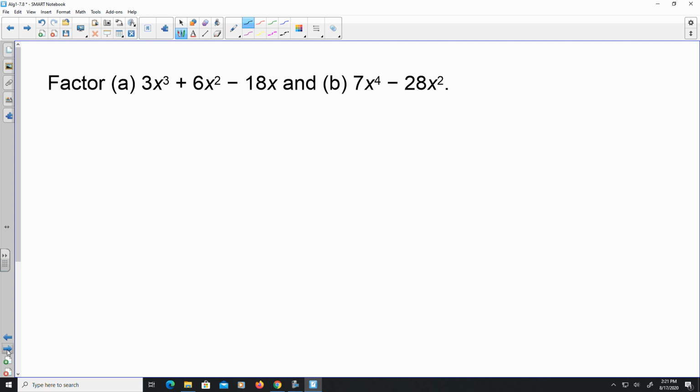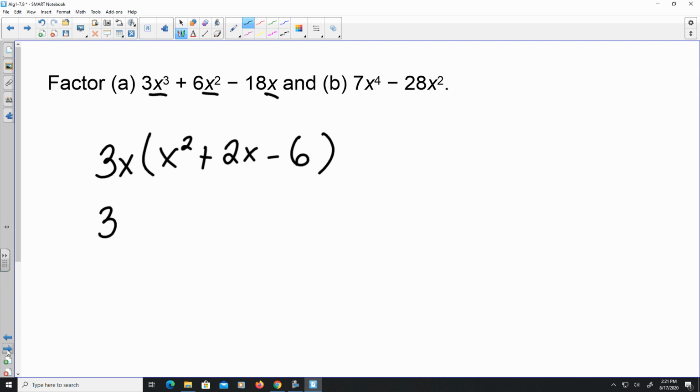I have a 3, a 6, and the negative 18. All of them are divisible by 3. So I'm going to put a 3 to the outside. But also, they all share a common variable of x. So I'm also going to write in x to the first power because that's the smallest degree of the 3. So now I'm going to write in what's left over. So now this is going to be x squared plus 2x minus 6. So now I have a simple trinomial inside the parentheses, so I can factor it from there.